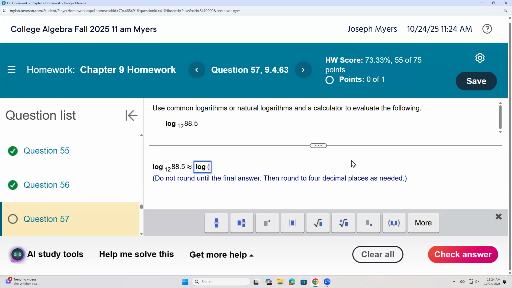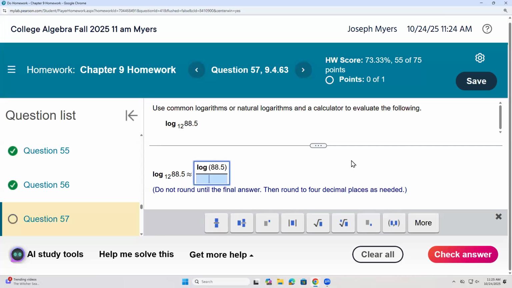Okay, so all we do is take any log that we do have, like 88.5, take the log of the big number divided by the log of the small number, and that's actually the correct answer. So, boom. Just do log of 88.5 divided by log of 12, except that's not the final answer. You have to type it in your calculator.